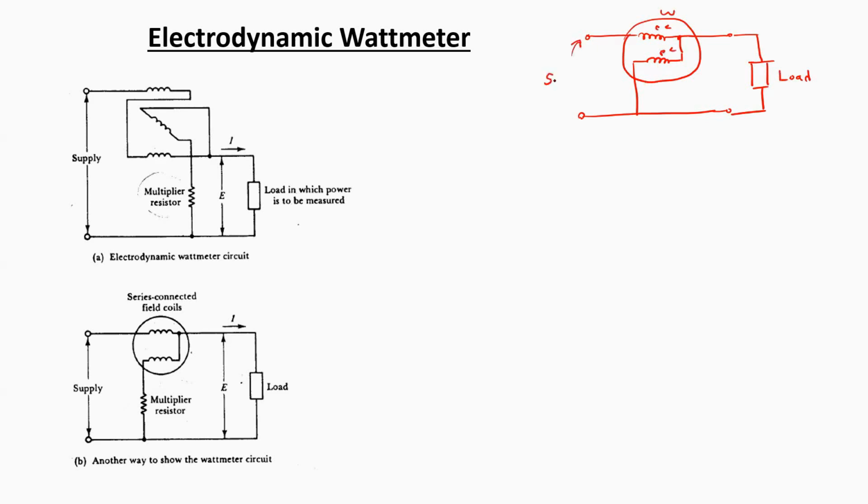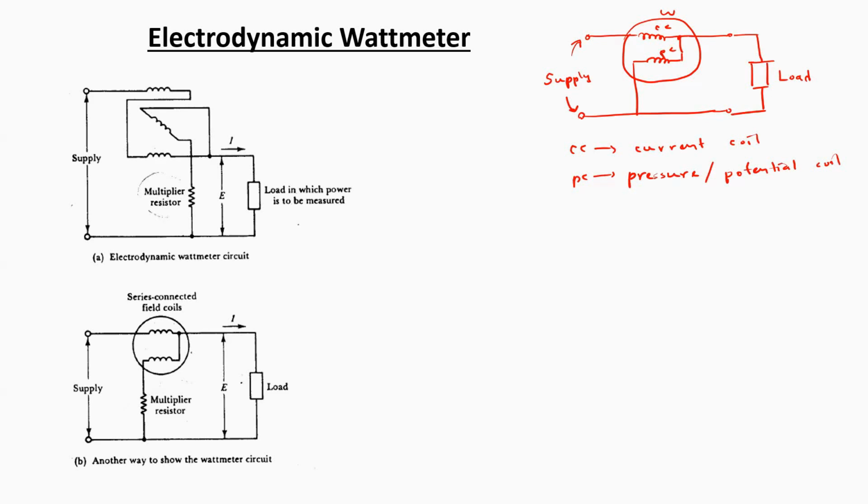The wattmeter contains two separate coils. One is called the current coil, another one is called the pressure or the potential coil. The current coil is connected along the load, or in series with the load, and the pressure coil is connected in parallel with the load.